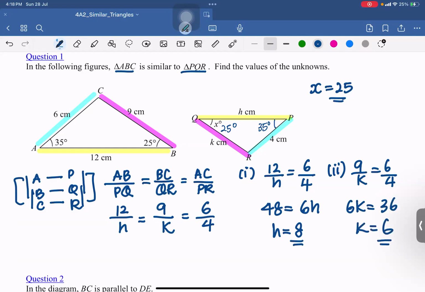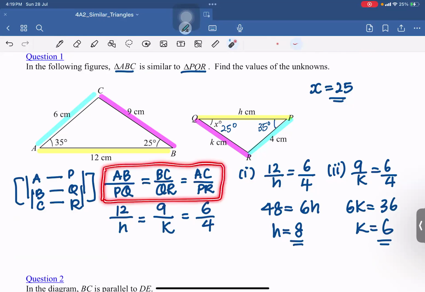Have you gotten the answer? So concept number one: all the matching angles for similar triangles are the same corresponding angles, and the ratios of the corresponding sides are the same. So it's important to be able to write the ratio of the matching pairs.